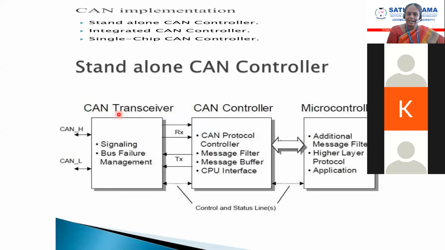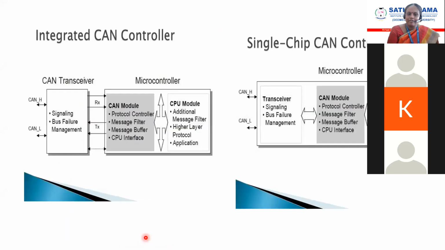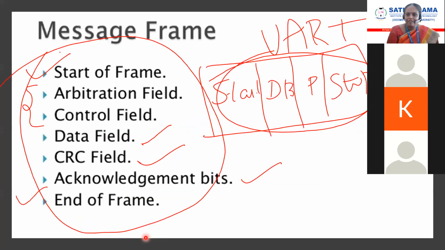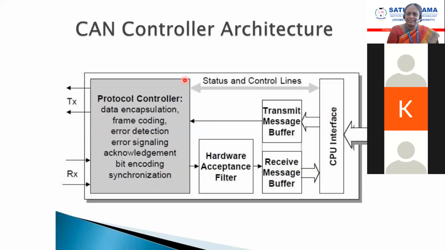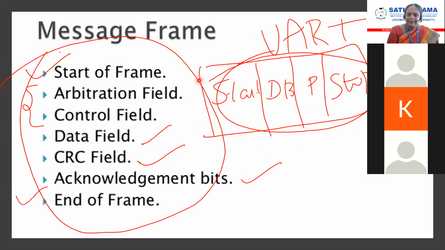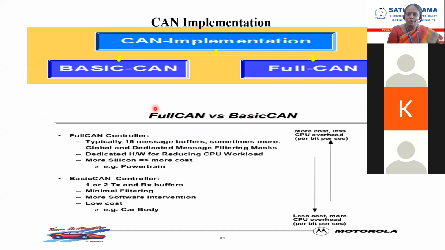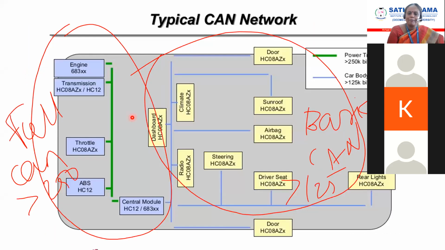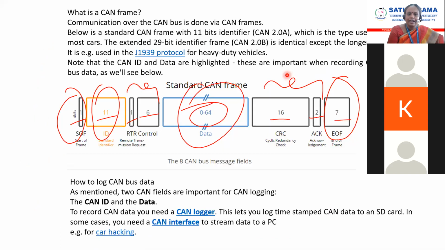Then three types of CAN controller, that I have to explain. Then the CAN frame. Actually, this diagram is not necessary. What I have explained, everything is combined here. What are the message frames? I told you now, this is an important thing. And you have to write the two types of CAN, full CAN and basic CAN. You explain this too. If you remember, you draw this diagram. Then this diagram is very important, the standard message CAN frame.